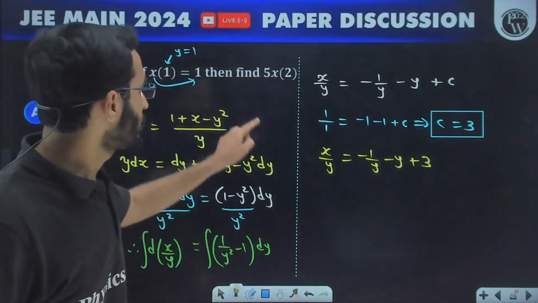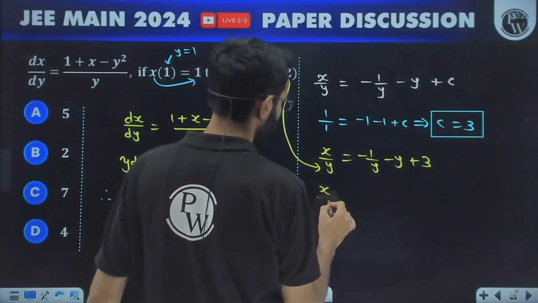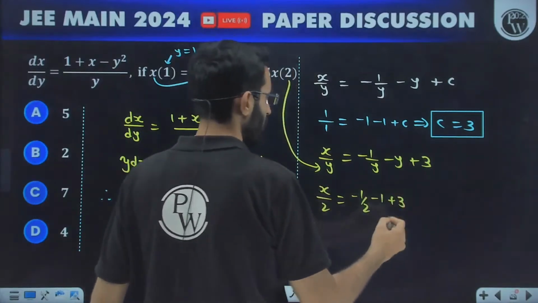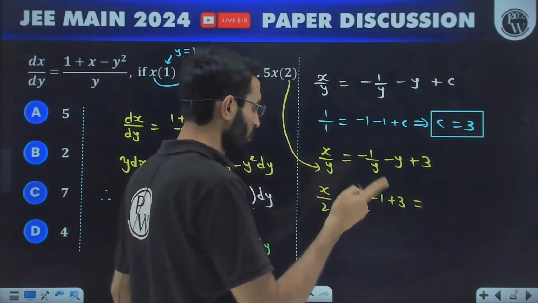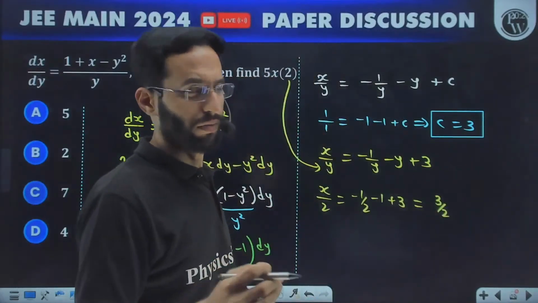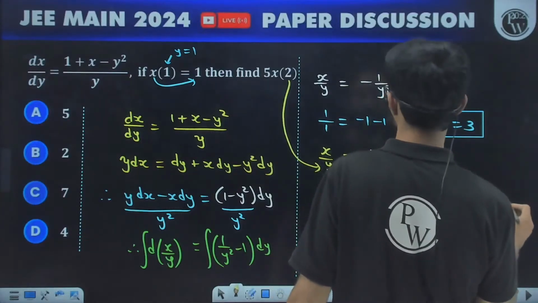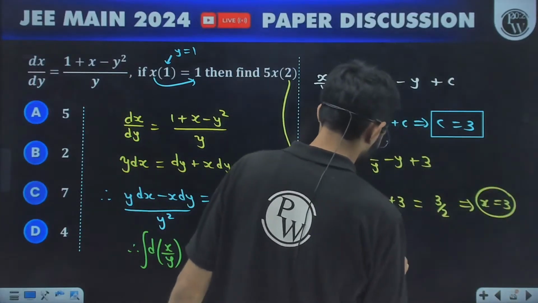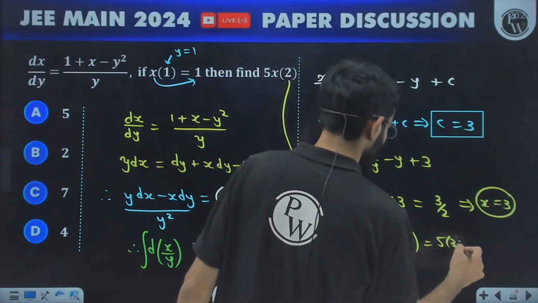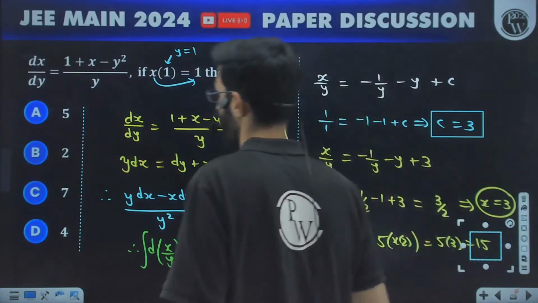Now here if you substitute y as 2, so x by 2 is equal to minus half minus 1 plus 3. 3 minus 1 will give you 2. 2 minus half will give you 3 by 2, because 2 minus half is 1.5. And from here, if you simplify, your x will become 3. So 5 times x of 2 will become 5 times 3, which is 15. Hope this is clear too.